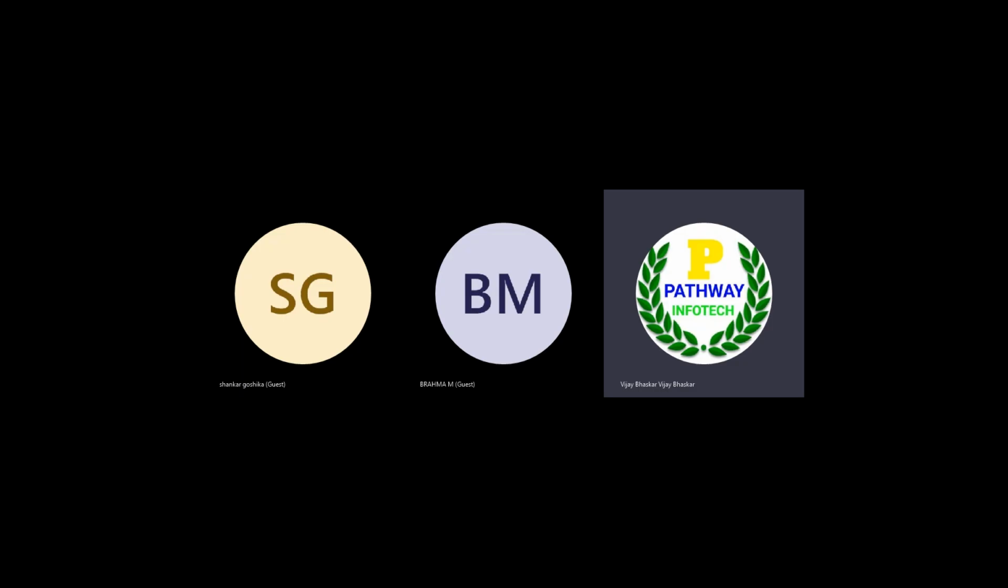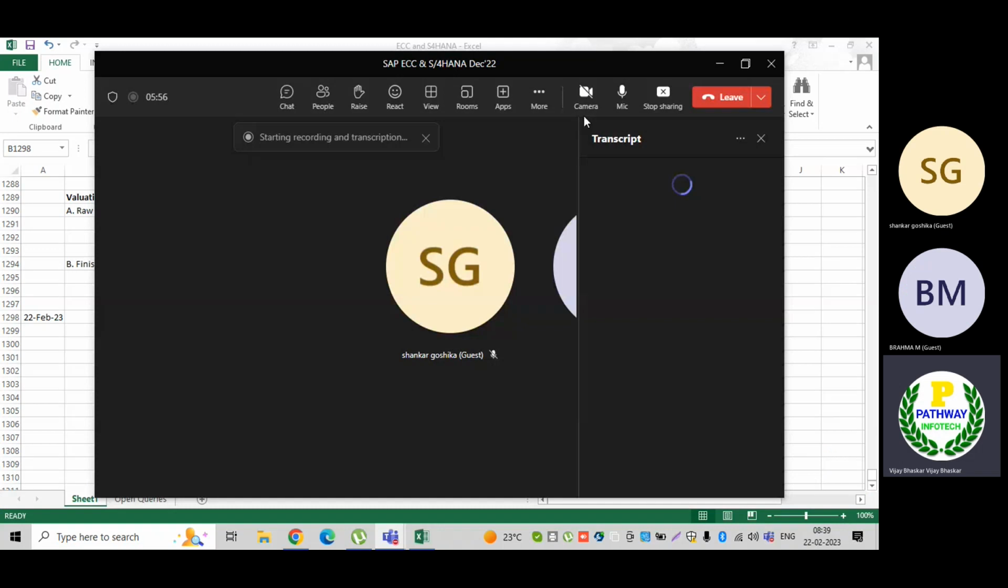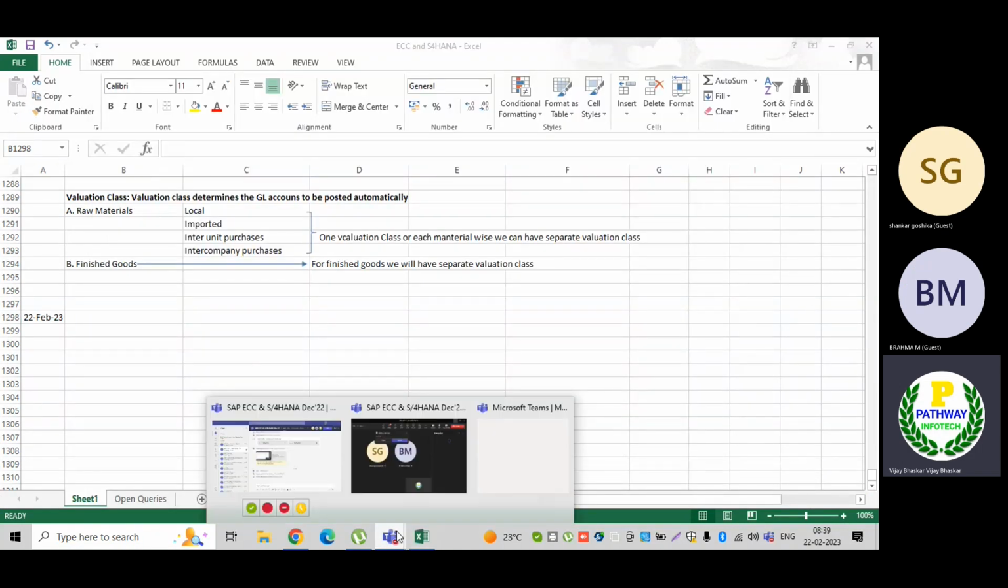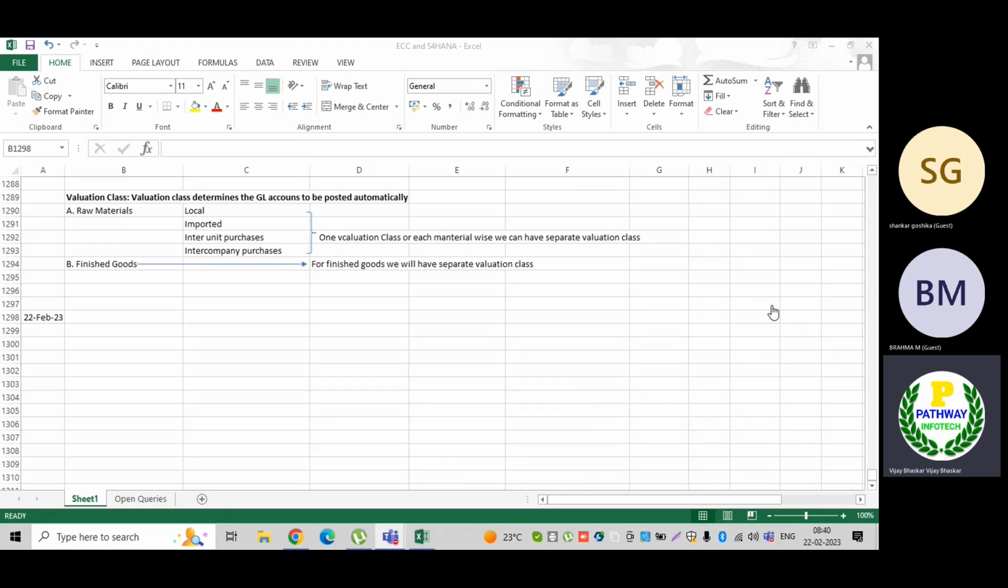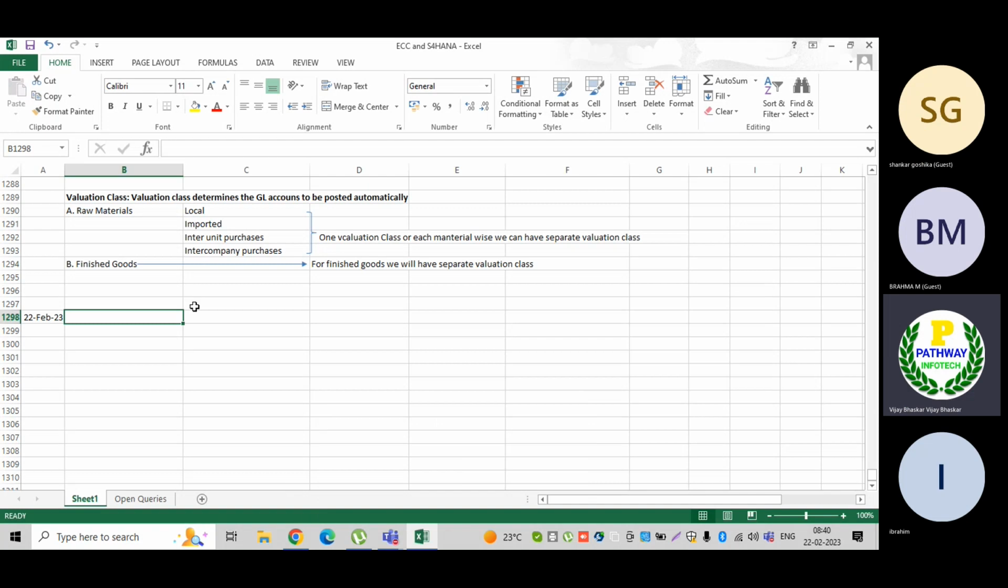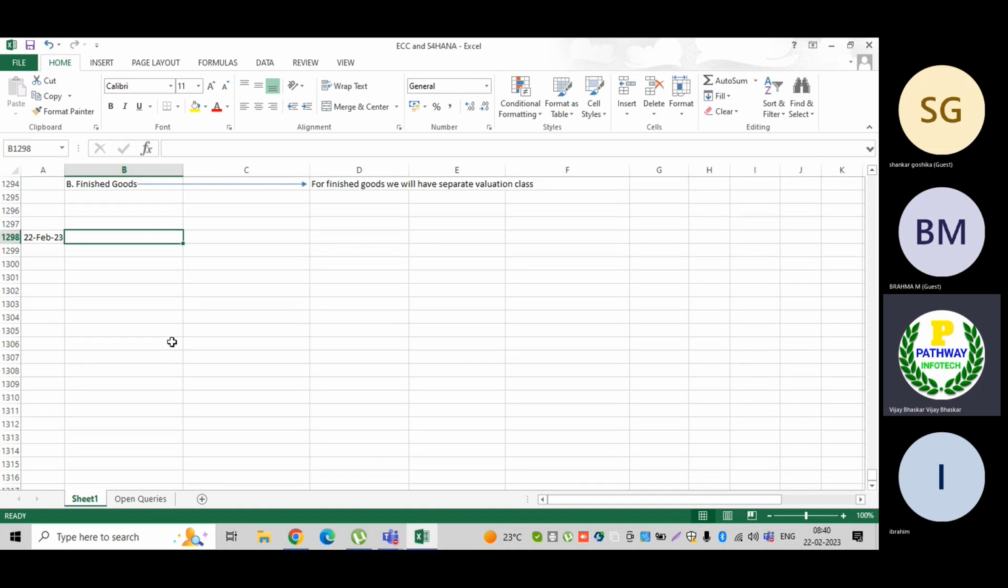Last session we discussed the valuation class. What is the importance and purpose of the valuation class? The purpose of the valuation class is to determine the GL accounts. The valuation class we are going to assign into the material master data.